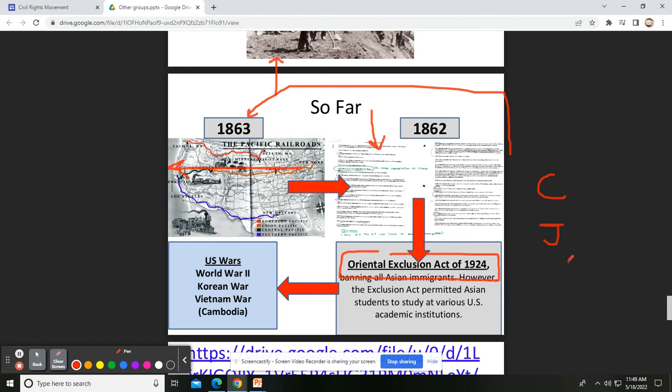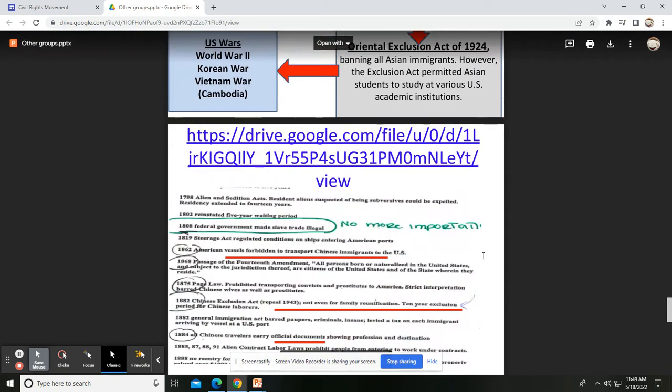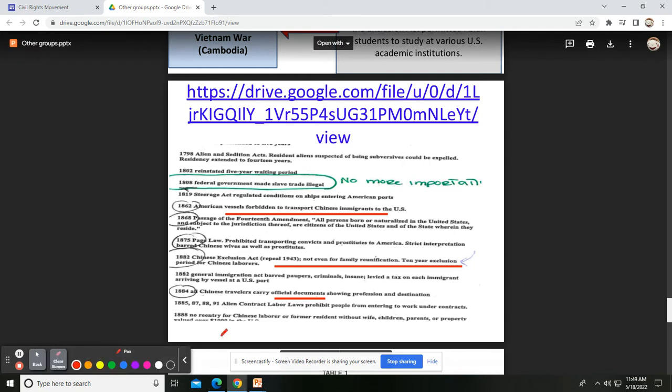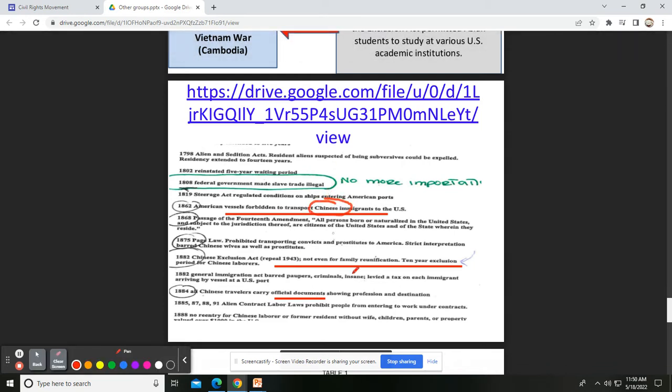Eventually, you would start to see Japanese come over, and then I'll just put OA for other Asians, which is the reason why you see this Oriental Exclusion Act. I guess it's more like an umbrella term. So on this slide, we see some of the immigration restriction laws that were in place, first targeting the Chinese.